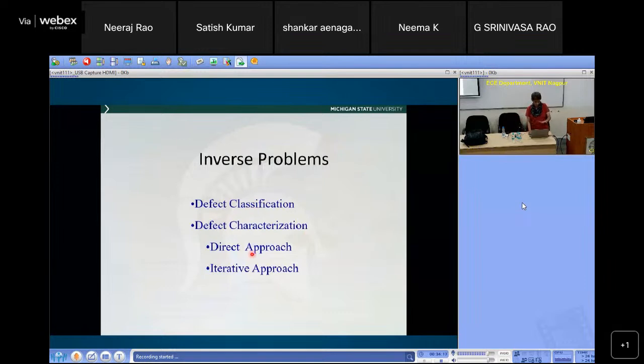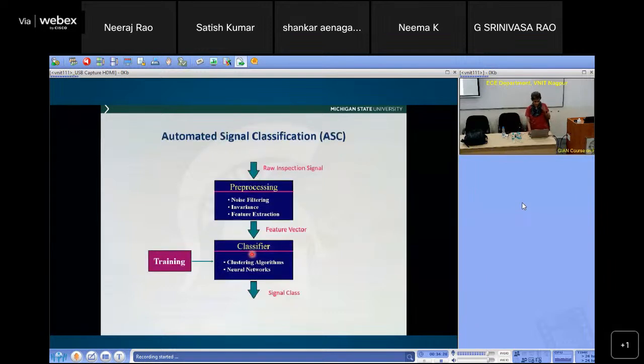Let me just briefly, I think this is something a lot of people here are working on, signal processing and pattern recognition. Defect classification, or automated signal classification, is nothing but a pattern recognition type problem. So you have your measured signal. You do some pre-processing where you do noise filtering. And there is a second step called invariance transformation. We'll talk about it a little bit. And then you extract some features. The features are fed to a classifier. This classifier can be a clustering algorithm or a neural network.